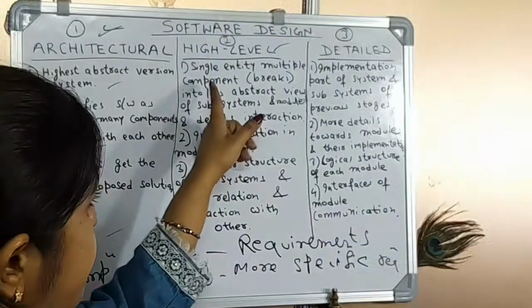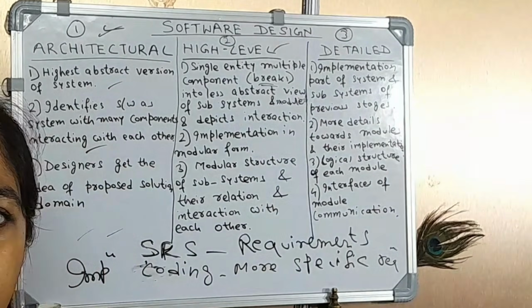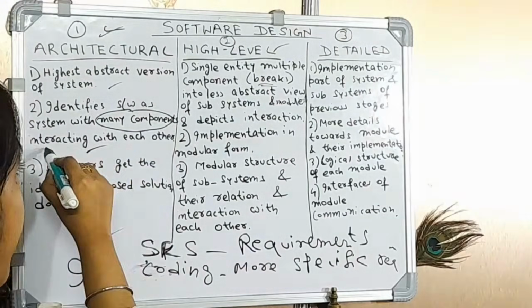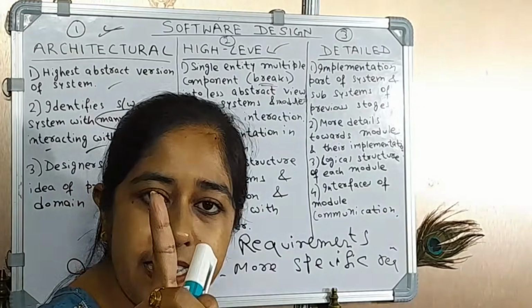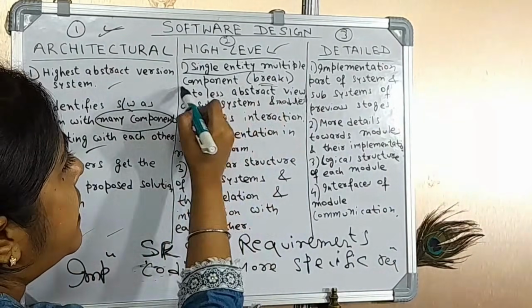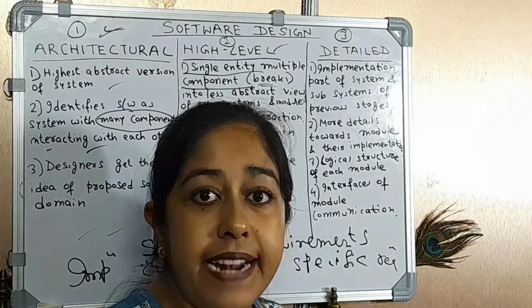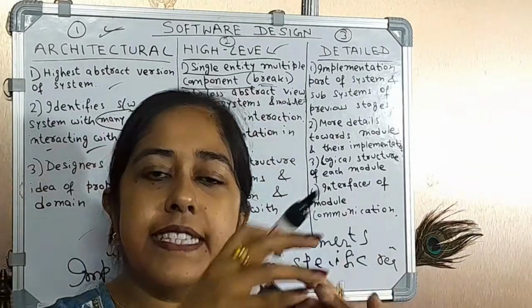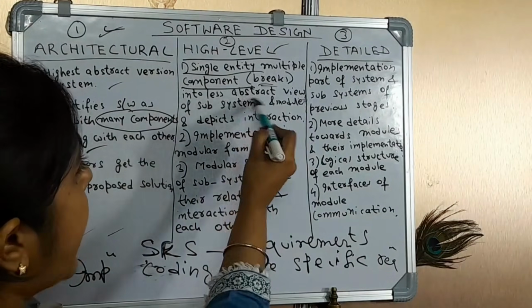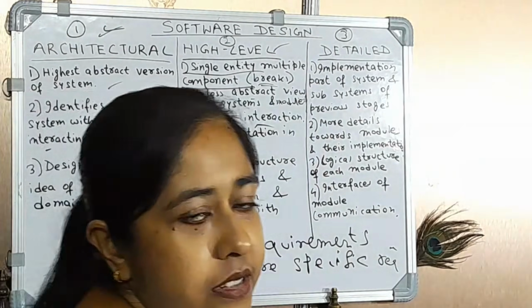Now what we are seeing here is that it breaks. It breaks that particular thing. What was it? It was a system with many components, a single entity with many components. It is breaking that single entity with multiple components. Broken into what? Into a less abstract view of subsystems and modules, and it depicts their interaction.